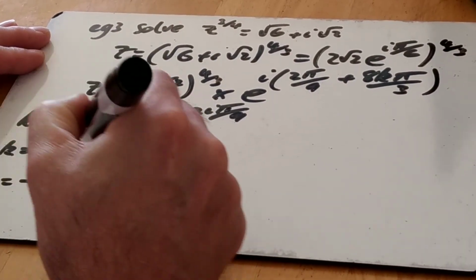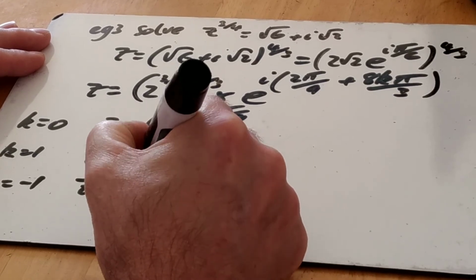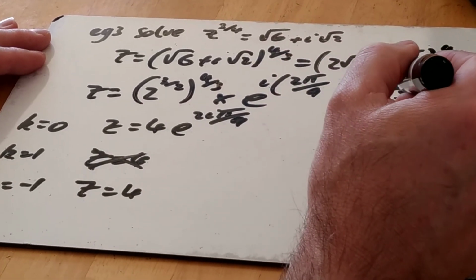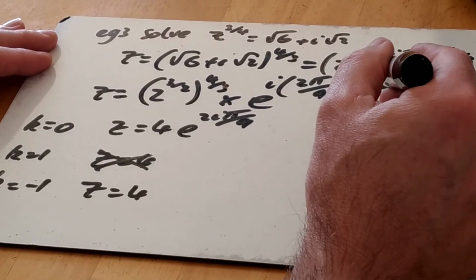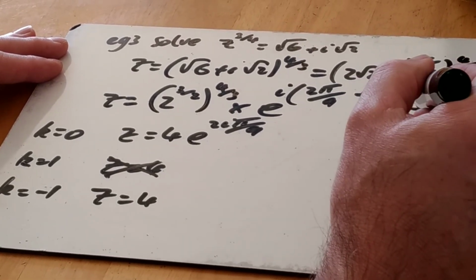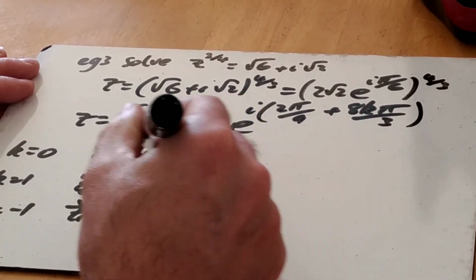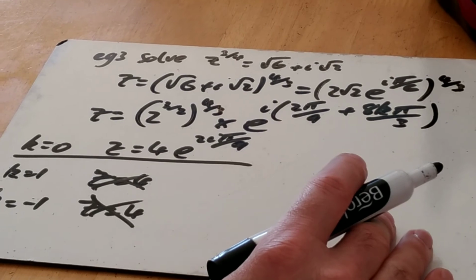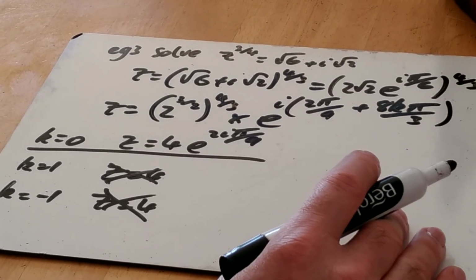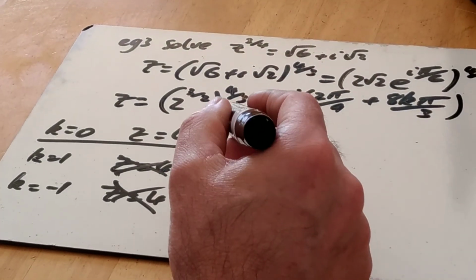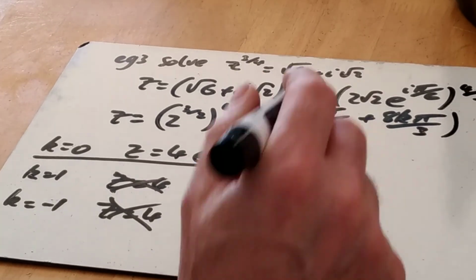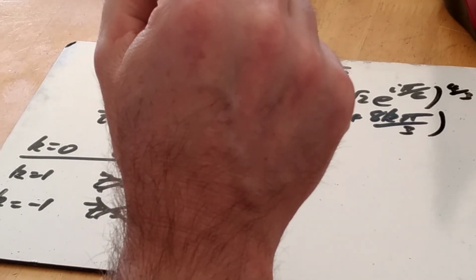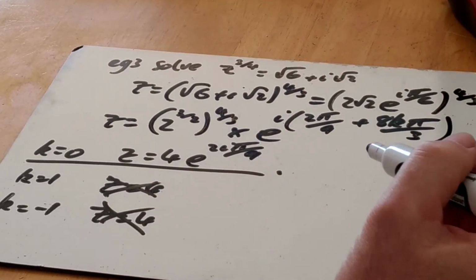K equals -1. Might just about get away with it. I've got 2/9, and then minus 24/9, and that's also out of my range. I've only therefore got the one answer for this fractional power here. So z equals 4e to the 2i pi over 9. And that's how we deal with powers of and even fractional powers of complex numbers.